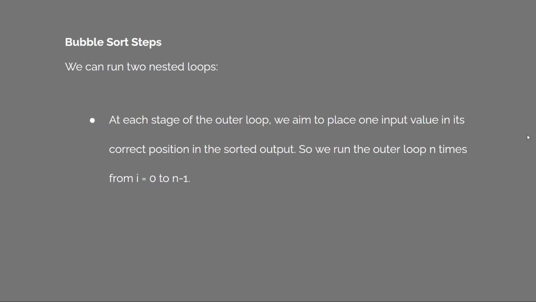Bubble sort steps. We can run two nested loops. At each stage of the outer loop, we aim to place one input value in its correct position in the sorted output, so we run the outer loop n times, from i equals 0 to n minus 1.